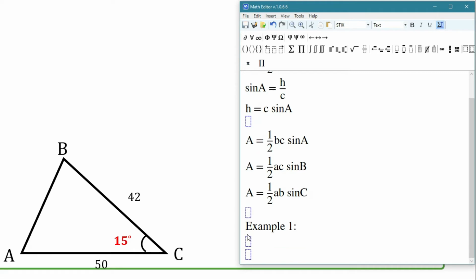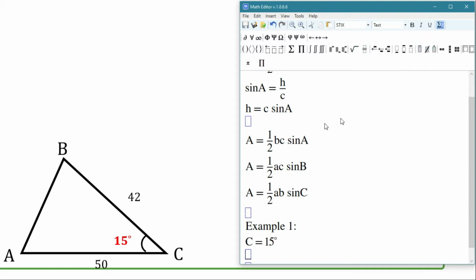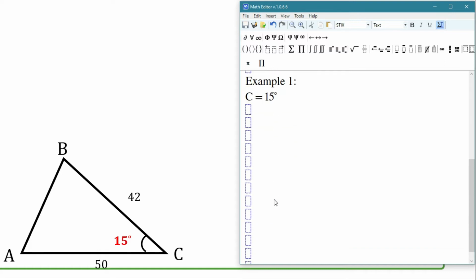Okay, so the given are angle C, which measures 15 degrees, side A, which measures 42 units, and side B, which measures 50 units. Okay, so again, if you would notice, the given are two sides and an included angle.